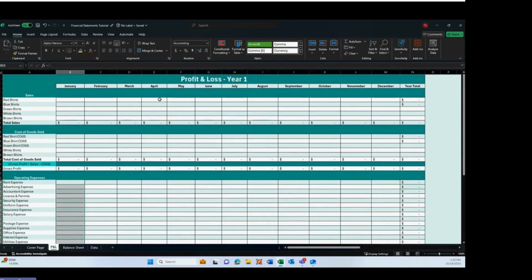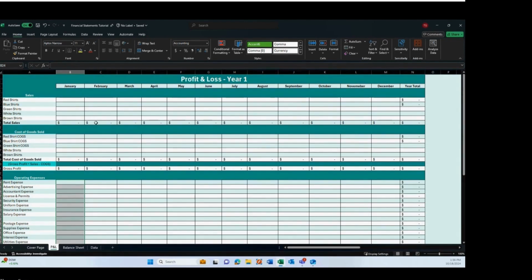So profit and loss, if you've never seen one before, you could think of a profit and loss as like a budget. Here at the top, we've got our sales, and that's going to be all of the revenue that you have attained through selling products and selling services over the course of the month and the year.